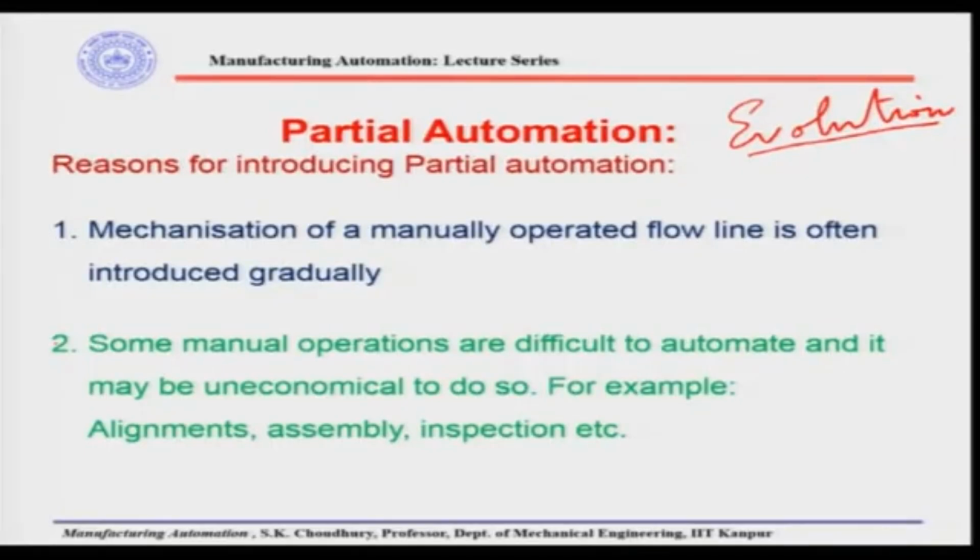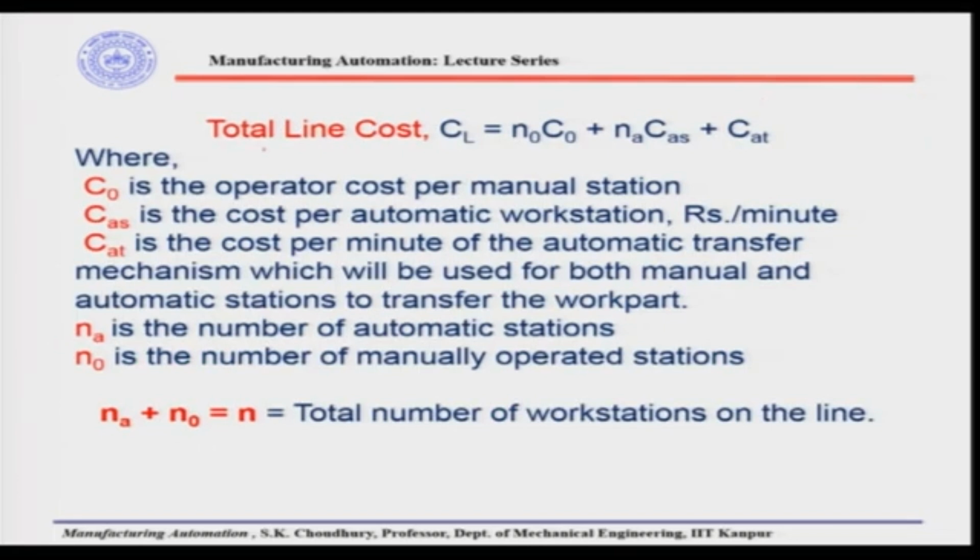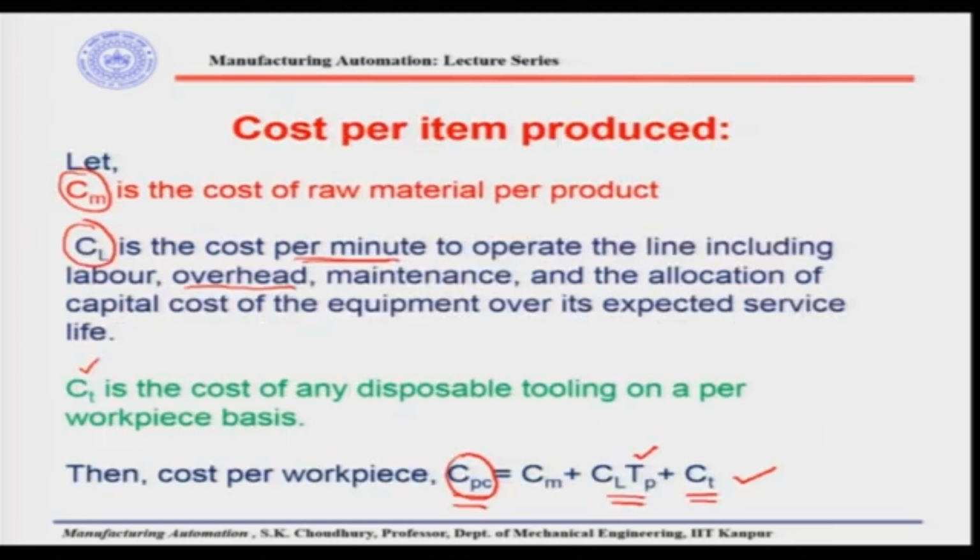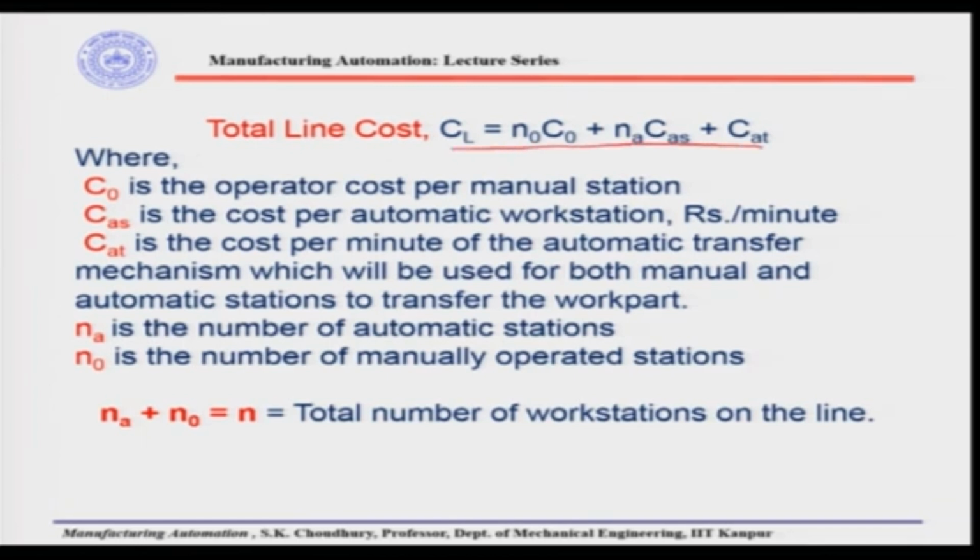So, that is the reason why we introduce some manual operations in the automation, and this is called partial automation. In partial automation, the total line cost will be given by another formula rather than CPC equal to CM plus CL into TP plus CT. Mind it that this is the formula we are using for finding out the cost in the automated flow line, where we have the complete automation, and this other one is what we are talking about, where we still have some manual operation or manual machines.